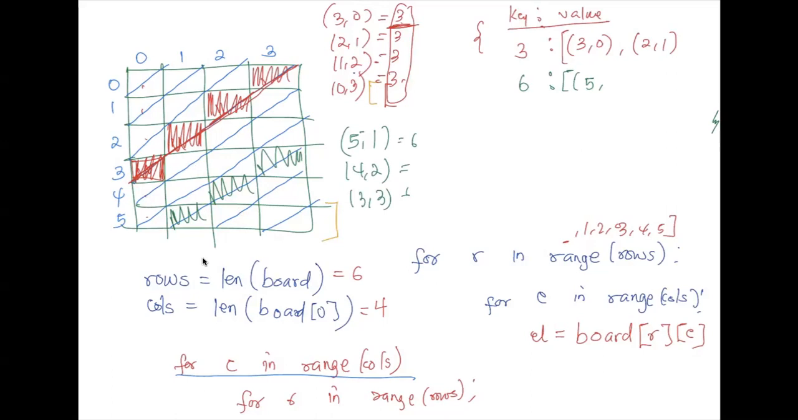So you can let that value be the key of the dictionary. As you are looping through it this way, inside your for loop: if R plus C is in the dictionary, just append the current row, comma, column. Else just create a new entry, and that's it.